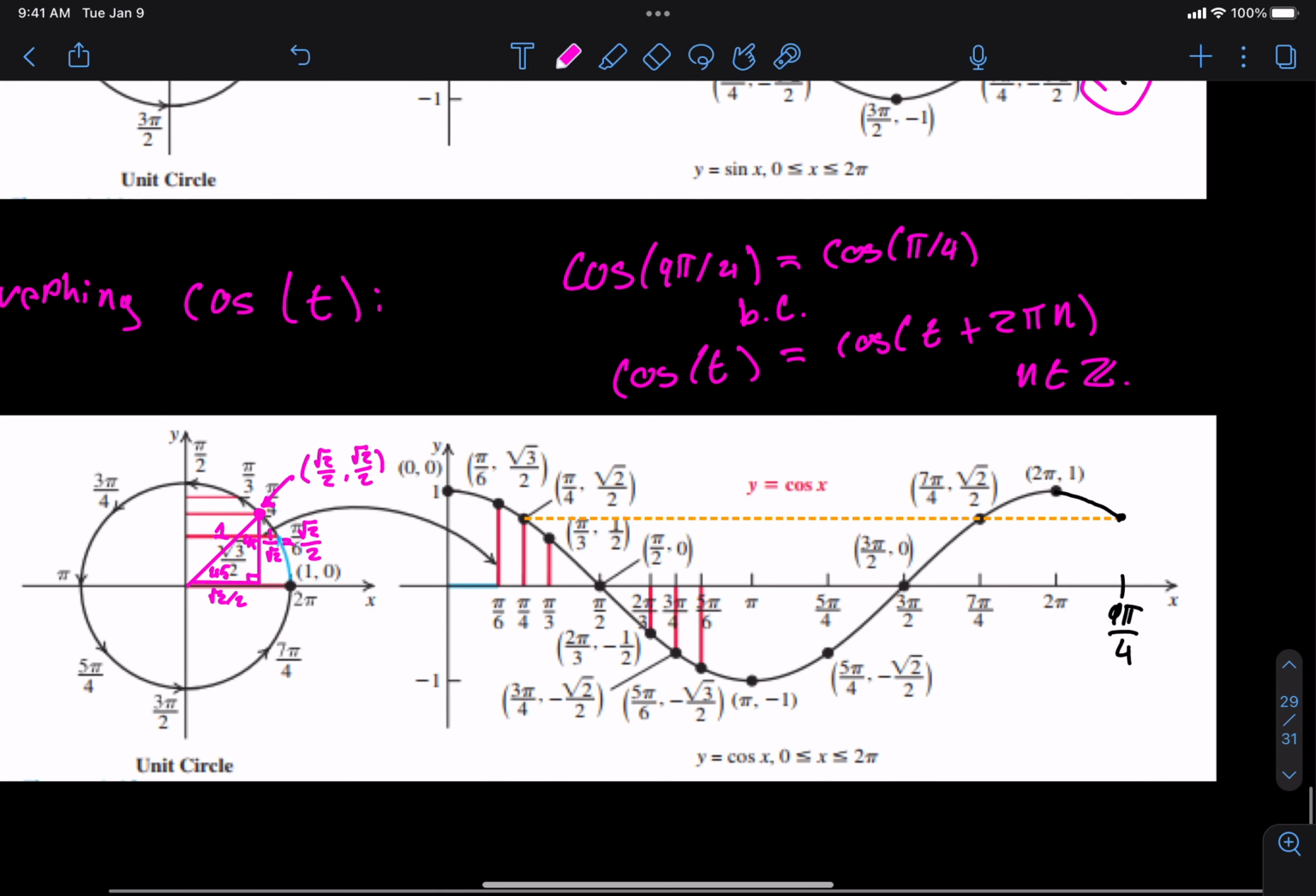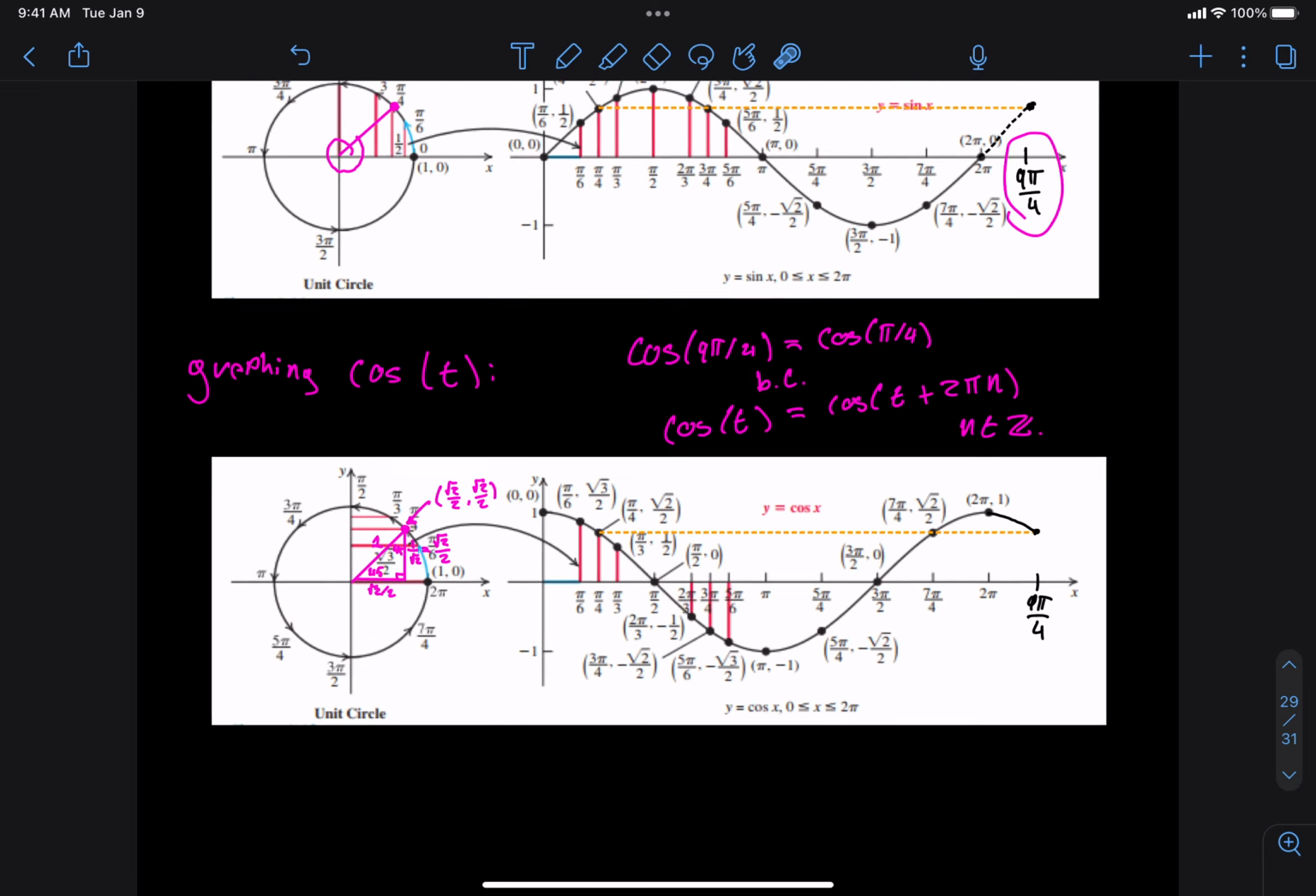So I could also go to, not just 9 pi over 4, but also 17 pi over 4. 17 pi over 4 will be the same height. And then 17 plus 8 would be 25 pi over 4. Again, we're going to get the same height because we're just going to repaste this thing over and over again.